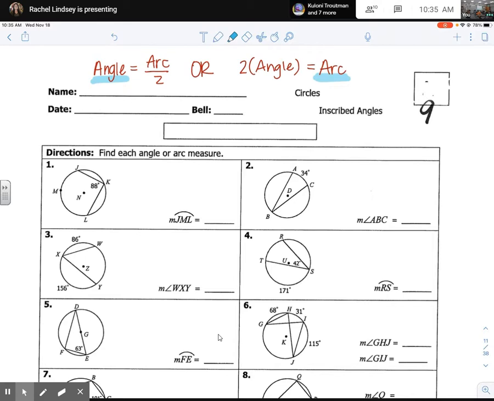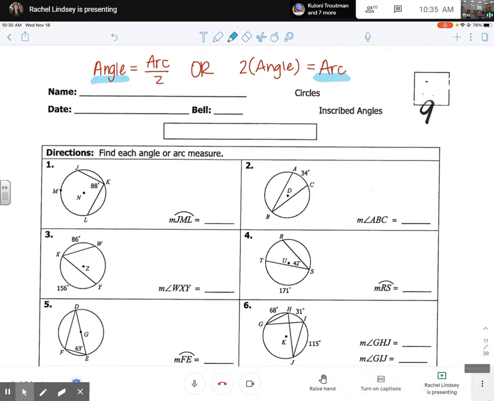Okay. So on number 1, we are looking for arc JML. So if we're looking for an arc, we're using 2 times angle equals arc. So 2 times 88 will give us our arc. What's 2 times 88? 176.